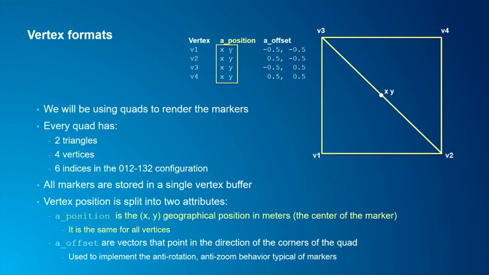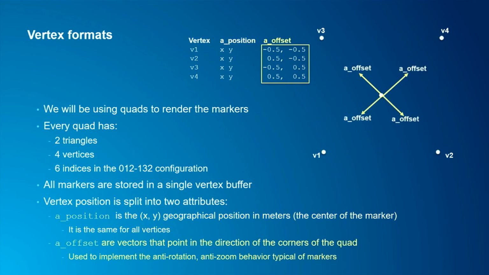The position of a vertex is actually split into two attributes. We have a position, which is the geographical position in meters of the center of the marker, and is the same for all vertices of the same quad. And then we have an offset, which is a vector that is different for each vertex and points in the direction from the center of the marker to that vertex. This split between position and offset is useful to implement the anti-rotation, anti-zoom behavior that is typical of markers. So they will not rotate as the map rotates, and their size on screen will always be 70 pixels by 70 pixels.